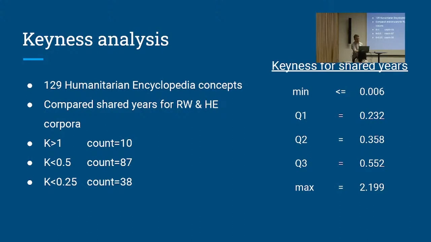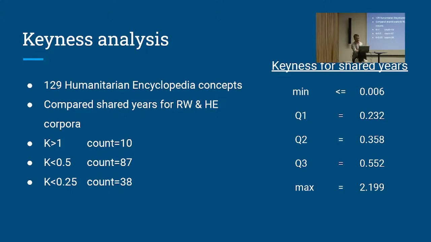So we took that data, and we took the corpus and did a keyness analysis using the 129 concepts that are already in the encyclopedia, which would give us a good sense of whether or not the ReliefWeb corpus really includes the meat that we're looking for to get more interesting, more useful information about those concepts. And overall, we found that the keyness for these concepts in ReliefWeb are much lower. So for example, there's 129 concepts, and only 10 of them had a keyness over 1.